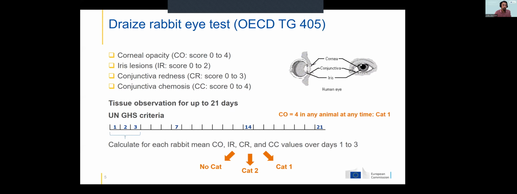Apart from this, one also looks at corneal opacity score 4, which is the highest you can have. And if it appears in any animal or at any time point, you would also classify a chemical as category 1. And on top of this, we also look at the persistence of effects until day 21. So if any of these 4 endpoints shows scores above 0 on day 21 in any animal, that could lead to a category 1 classification. Then persistence on day 7 is used to decide between category 2A and category 2B, but I'll come back to that in the following slide.